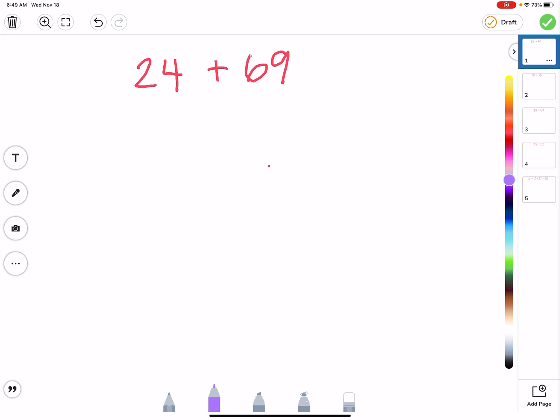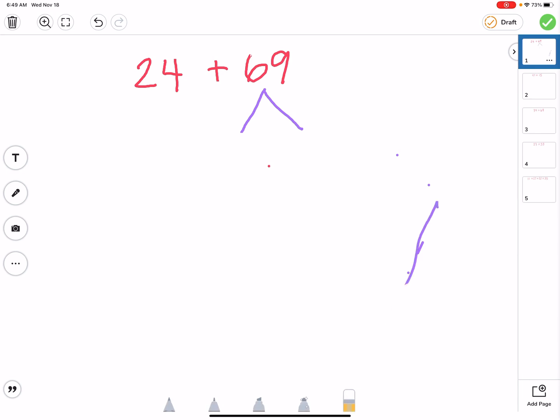So whenever I look at this, if I'm going to break apart this number, oh my gosh, look at all these little dots. Oh my gosh, Miss Argo. Okay, let's try that again.